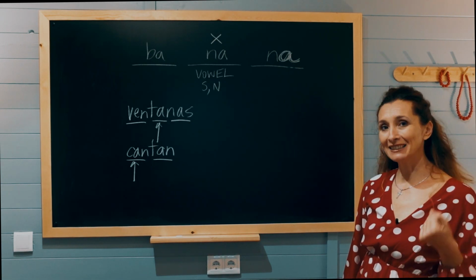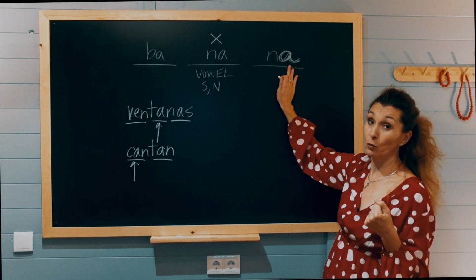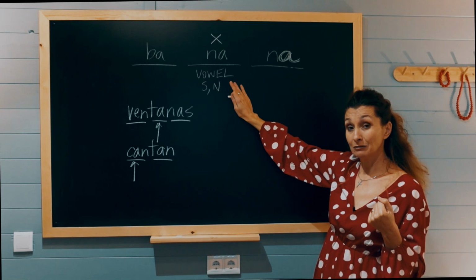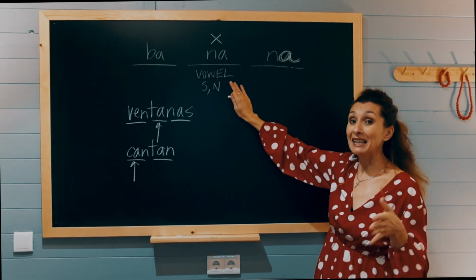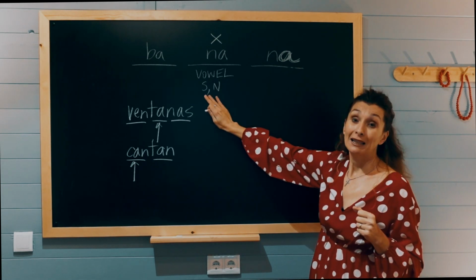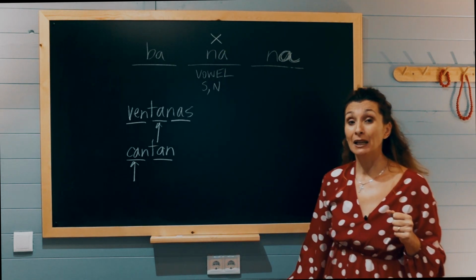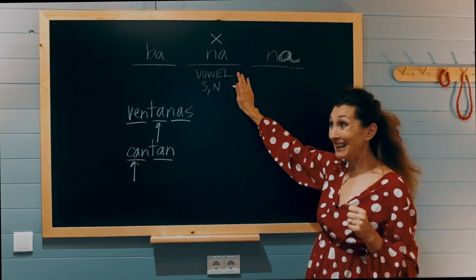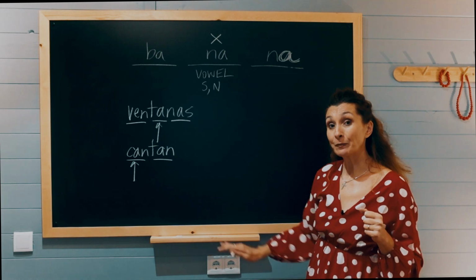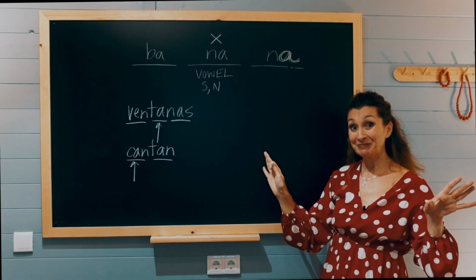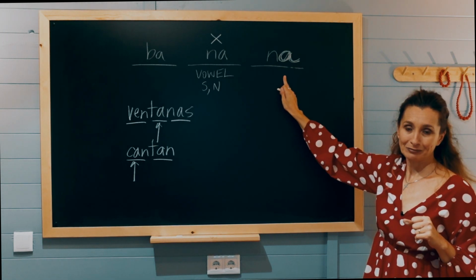Cantan, cantan. Okay, so always remember, if the last letter of the word is a vowel, A, E, I, O, U, an S or an N, it is the penultimate syllable that will be accentuated. Banana, ventanas, cantan. Okay? All the others will have the accent on the last syllable. Okay?